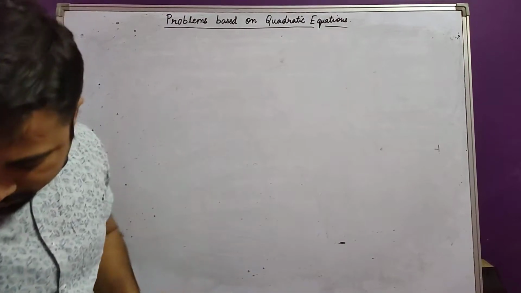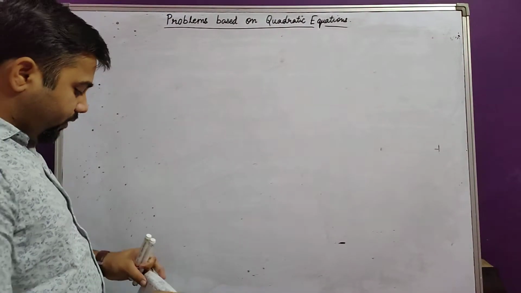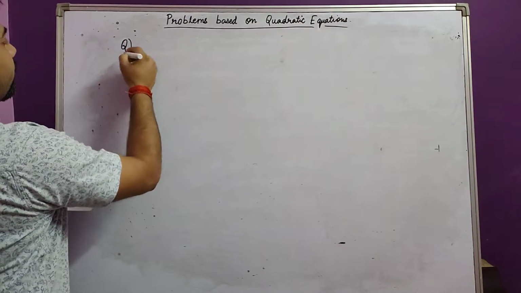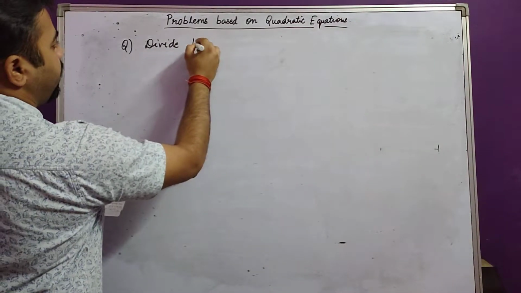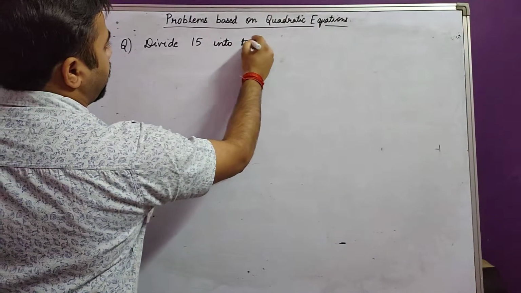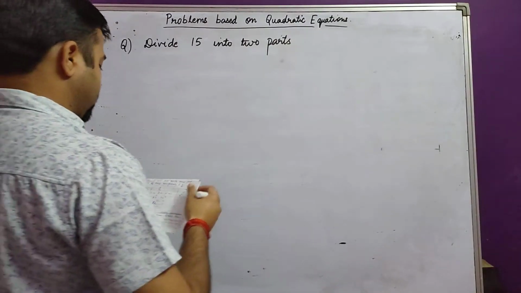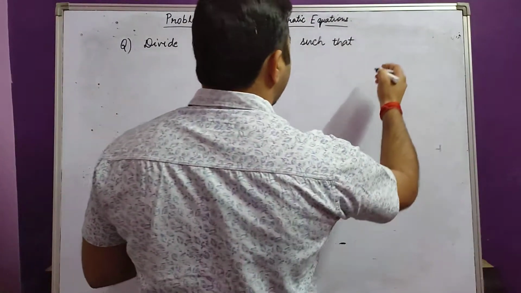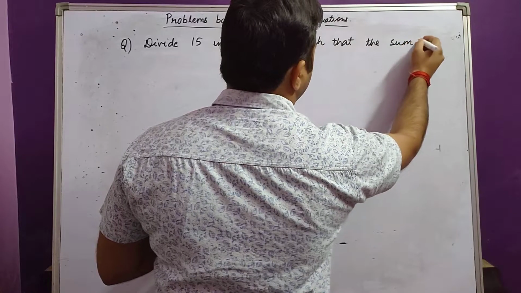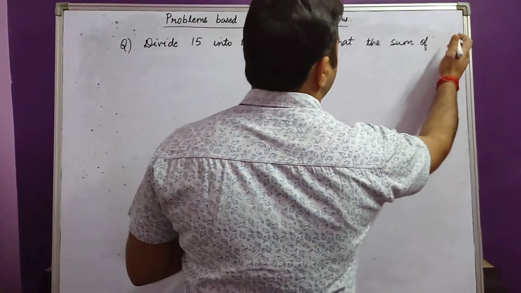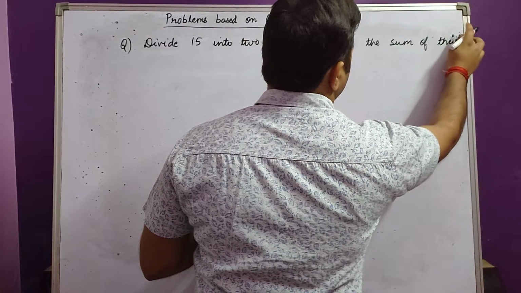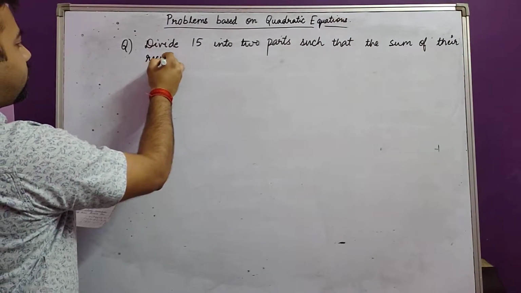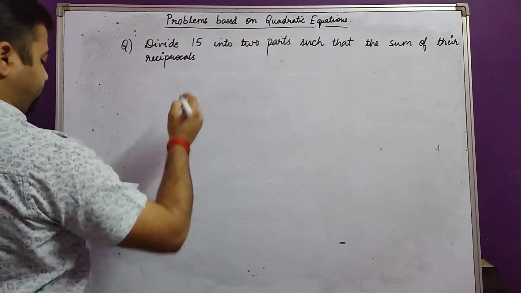Let's start with the second question. The second question says: divide 15 into two parts such that the sum of their reciprocals is 3 by 10.